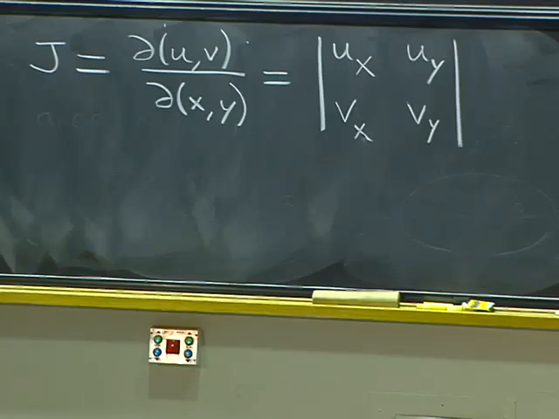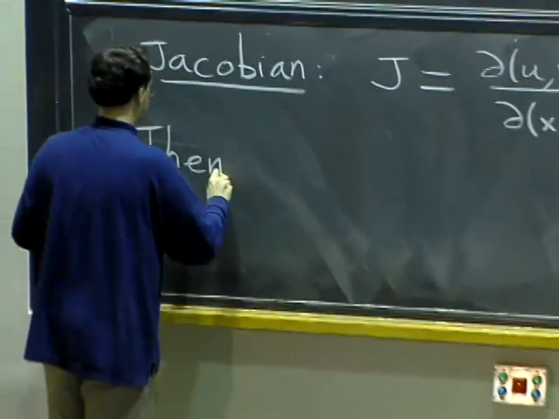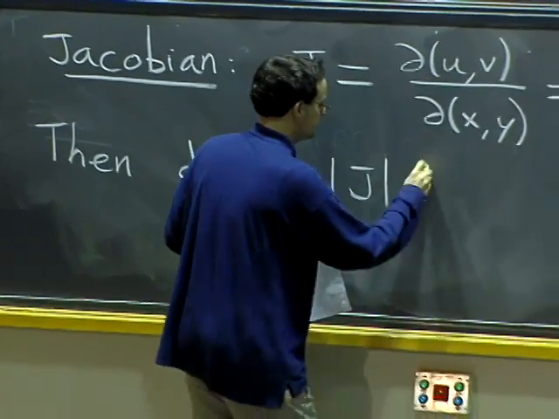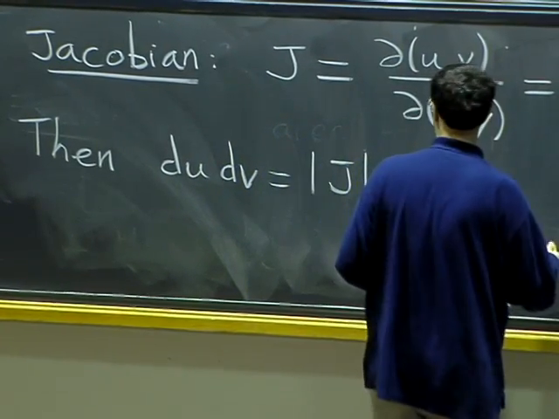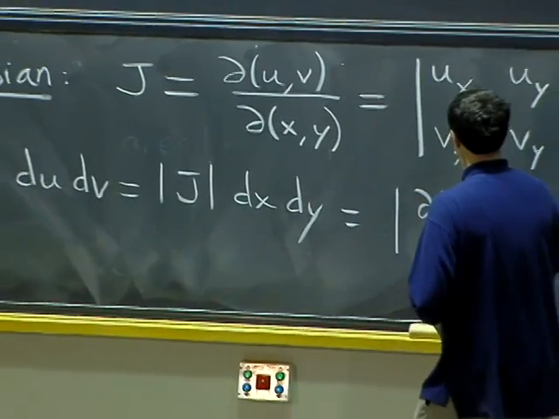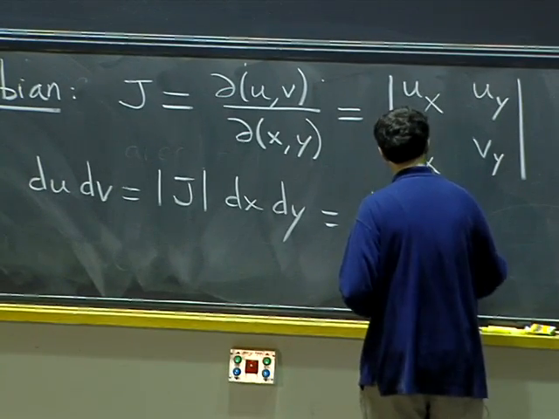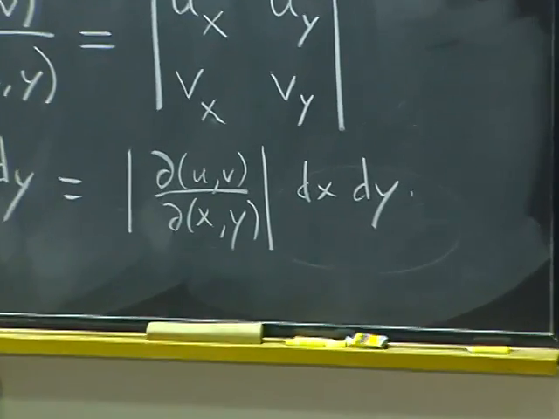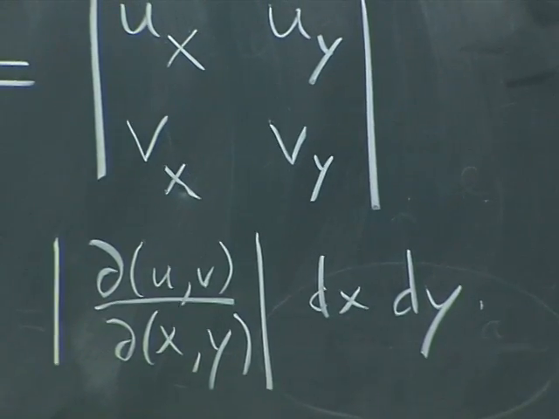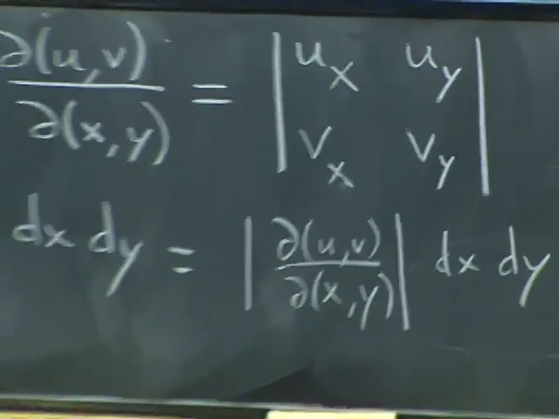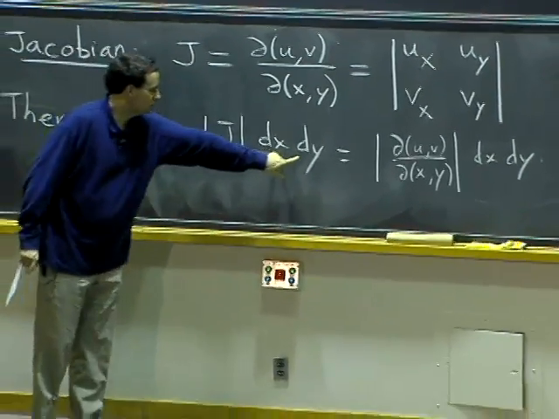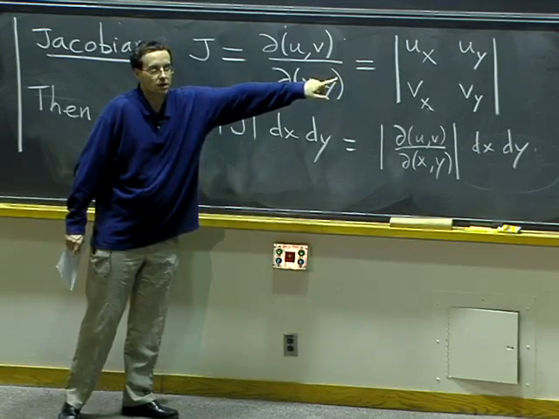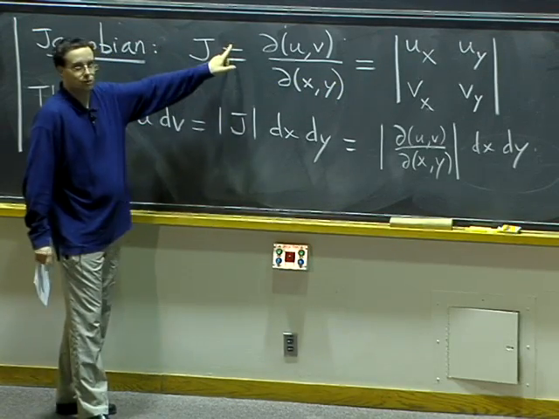Okay, and what we need to know is that du dv is equal to the absolute value of J dx dy. Or if you prefer to see it in the easier to remember version, it's absolute value of partial of uv over partial xy, dx dy. This is just what you need to remember, and it says that the ratio of the area in uv coordinates to the area in the xy coordinates is given by this Jacobian determinant. Except one small thing, it's given by actually the absolute value of this guy.